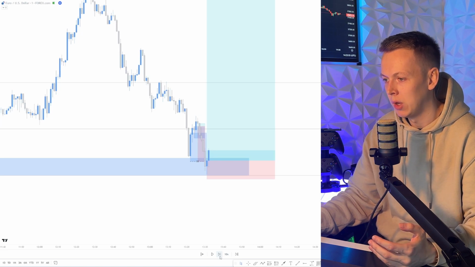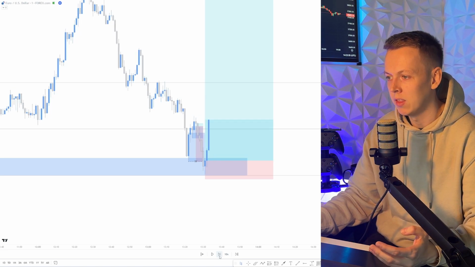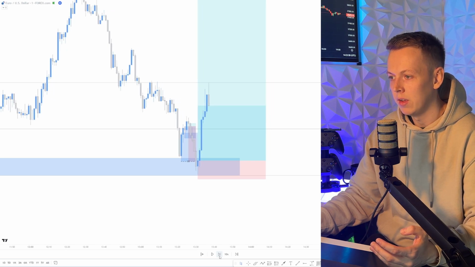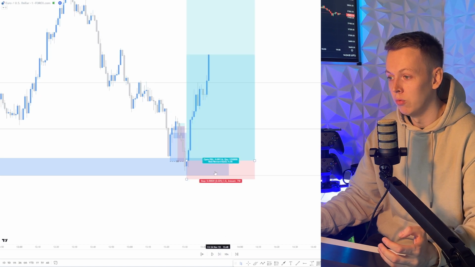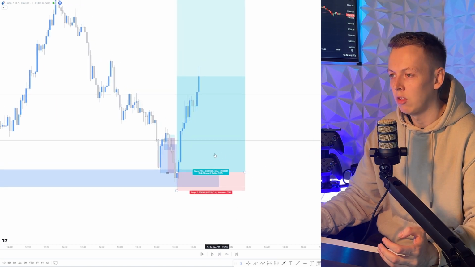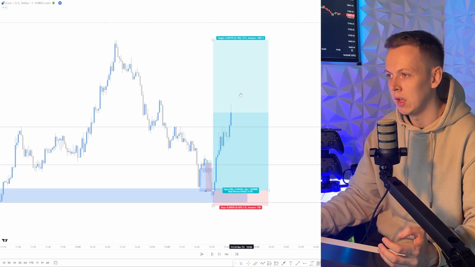Straight away we get a nice push up. And there we go, the momentum comes into the market. It starts to move away very, very fast. At this point, I believe I then moved my stop to break even, took the risk off the trade as it was running in profit.